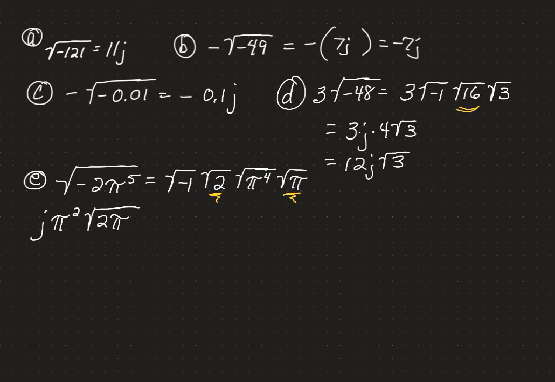Okay? Now, whoops, my j's in the wrong place. Pi comes before j. The radical comes after j. All right? Let's do one more before I have another important point I want to make.